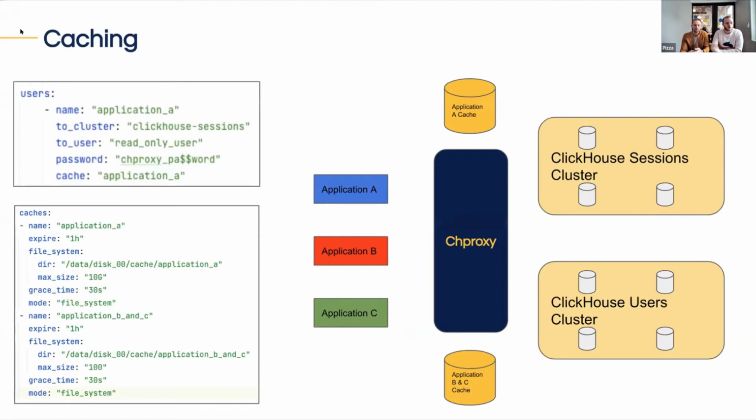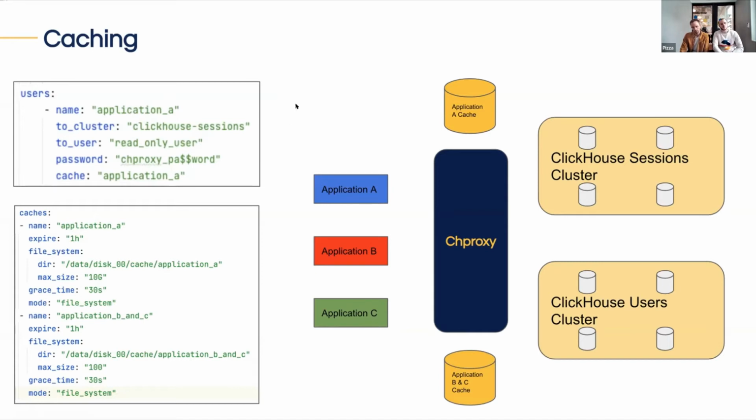Now, we also have caching in ClickHouse proxy. For instance, here, imagine that we add a disk cache to the user application A, where we say that the user application A will use the cache application A. A cache is defined by its name, an expiration date for the values in the cache, also a mode, for instance, here we say that the values will be stored in the file system, and also a parameter, grace time, that I will explain a bit later.